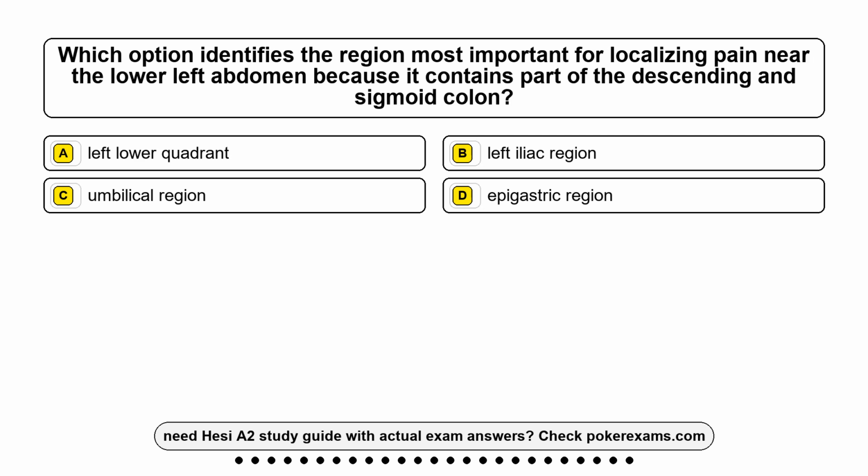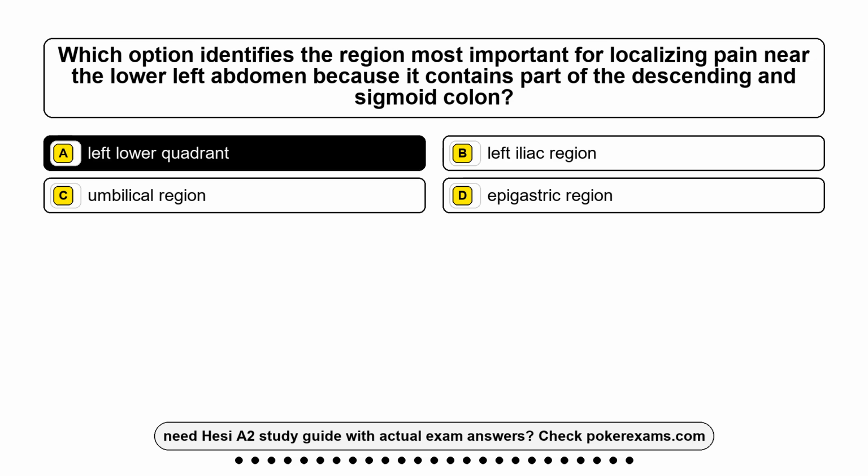Question 1. Which option identifies the region most important for localizing pain near the lower left abdomen because it contains part of the descending and sigmoid colon? Option A, left lower quadrant. Option B, left iliac region. Option C, umbilical region. Option D, the epigastric region.